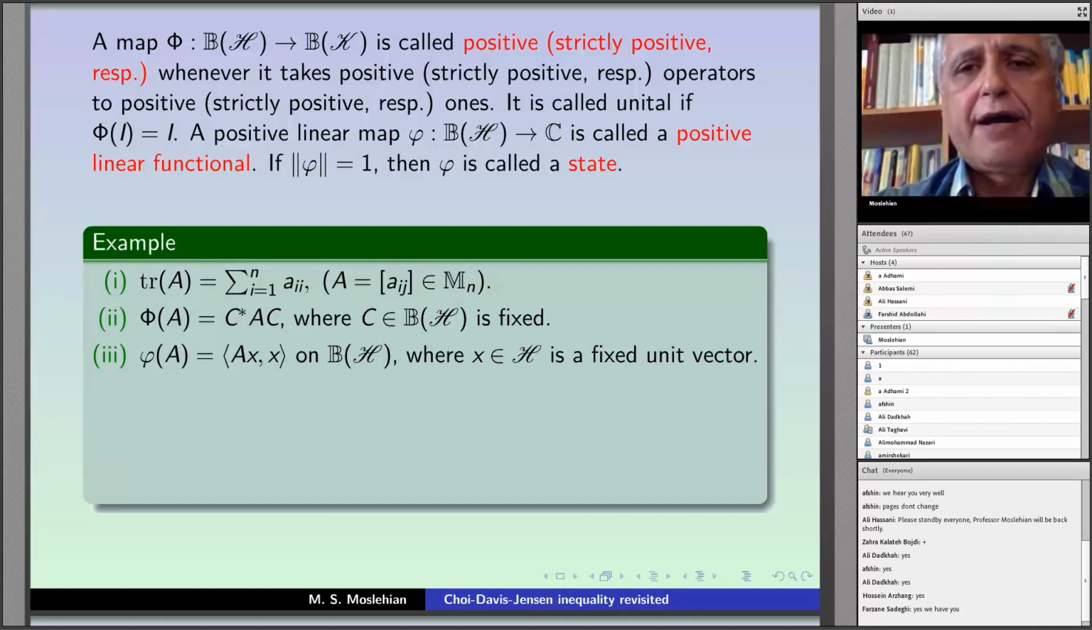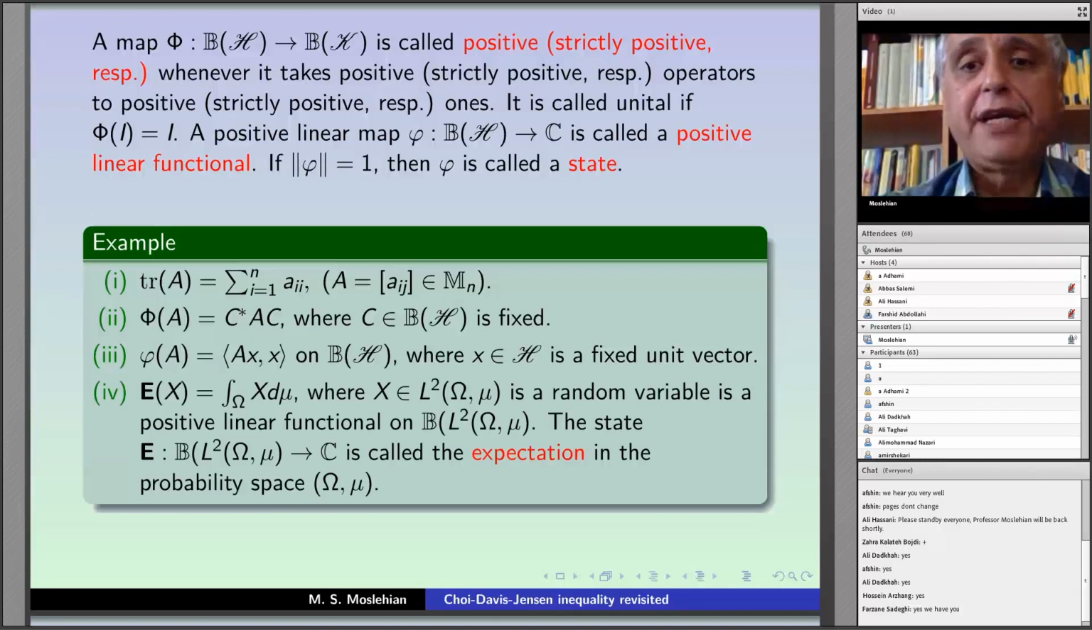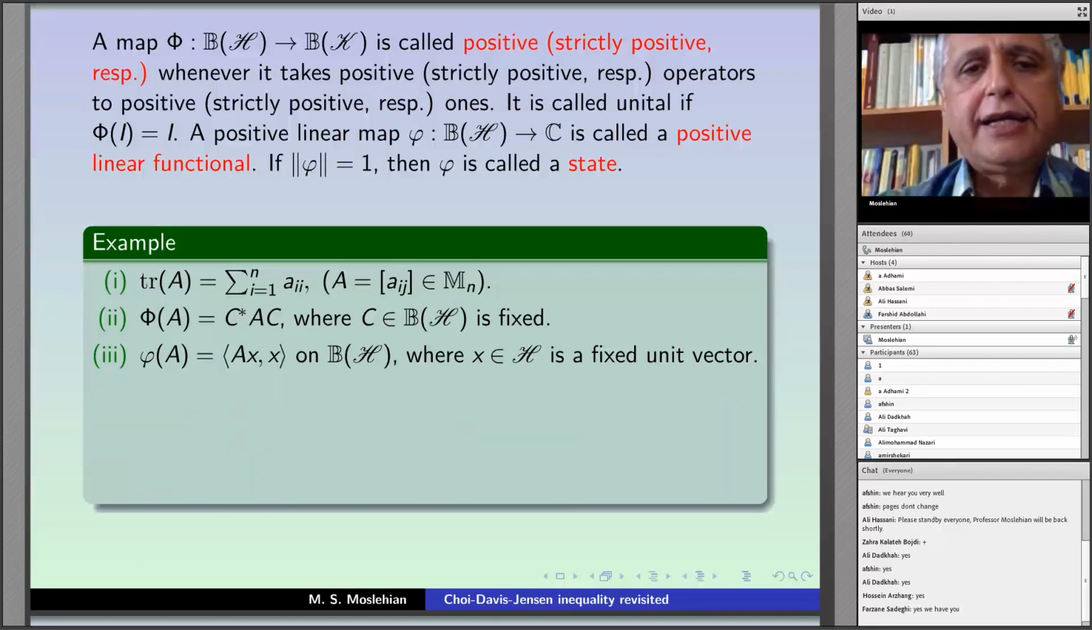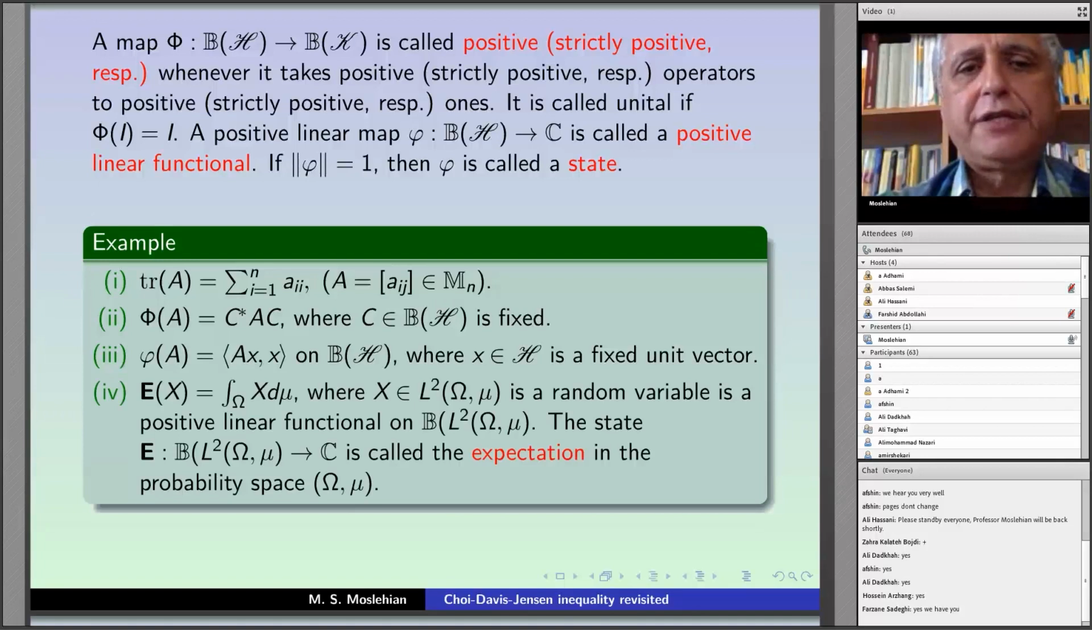If we define phi of A to be the inner product of AX and X for a fixed unit vector X, then this phi is in fact a state. By a state, we mean a positive linear functional of norm 1. The fourth example is the expectation. The expectation is defined by this integral on the Hilbert space L2 on a probability space (Omega, mu).